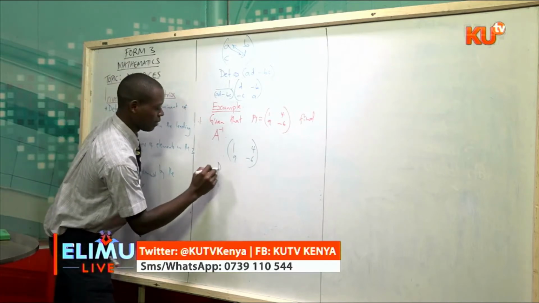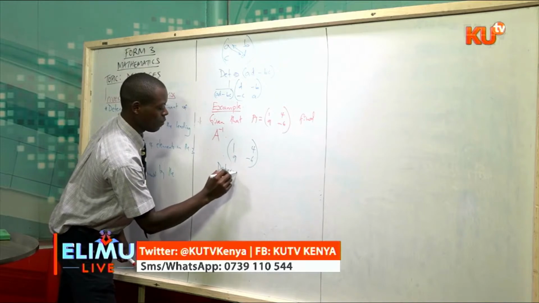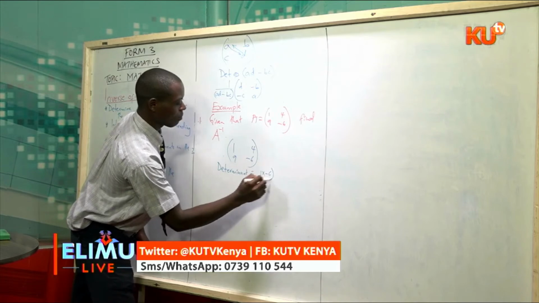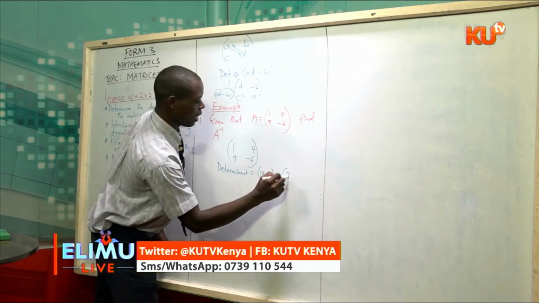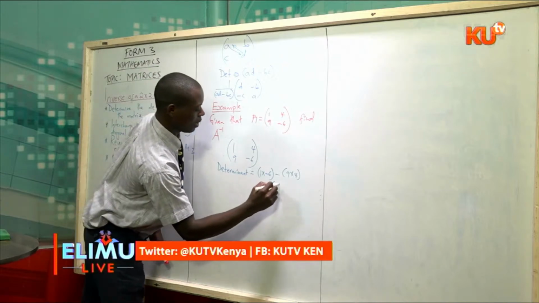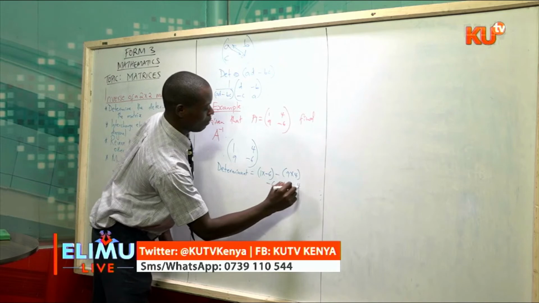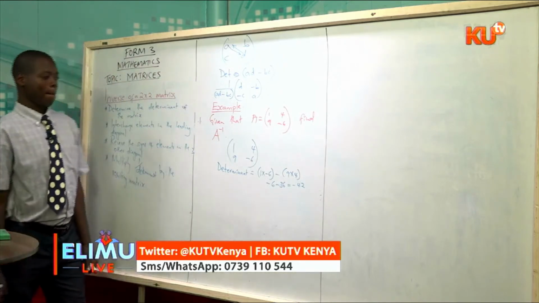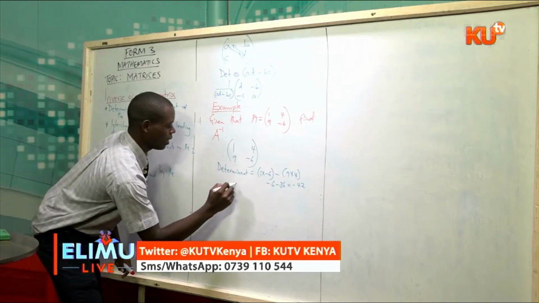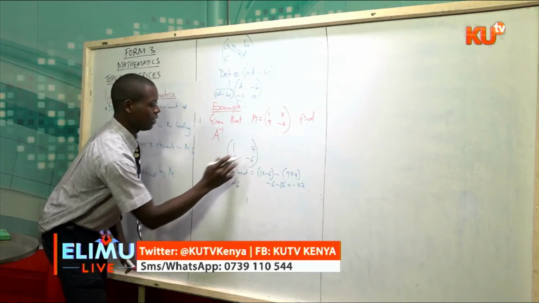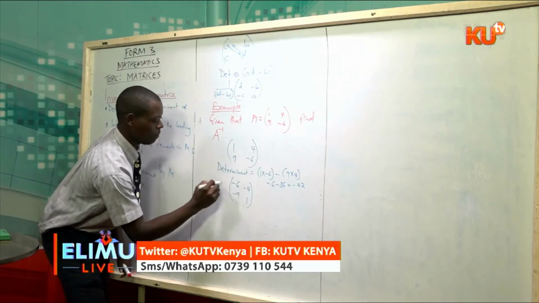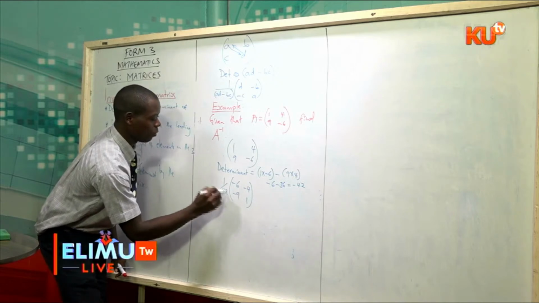Our determinant will be equal to 1 times negative 6 minus 9 times 4. So this is negative 6 less 36, negative 42. Then number 2, let's interchange these elements. So we have negative 6, 1, and then change the signs, negative 4, negative 9. And multiply by 1 over 42. This is negative.